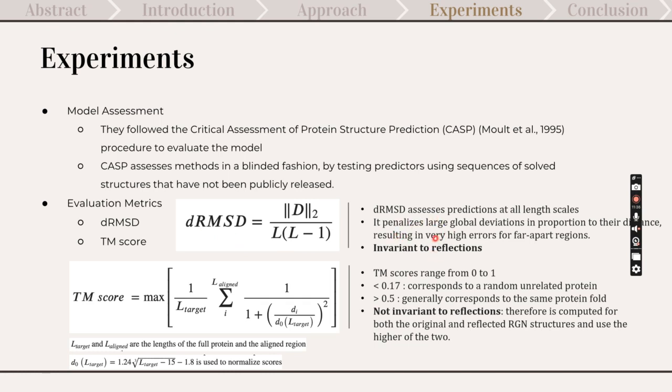So due to some shortcomings of this metric, the paper authors also use TM score. This is the equation of TM score. I'm not going into the details, but what we have to know is that TM scores range from 0 to 1, and the more, the better. And here we have a basic standard criterion to evaluate how similar two protein sequences are. If the TM score is less than 0.17, it corresponds to random or unrelated protein. If TM score is greater than 0.5, it generally corresponds to the same protein fold. Also, it's not invariant to reflections.